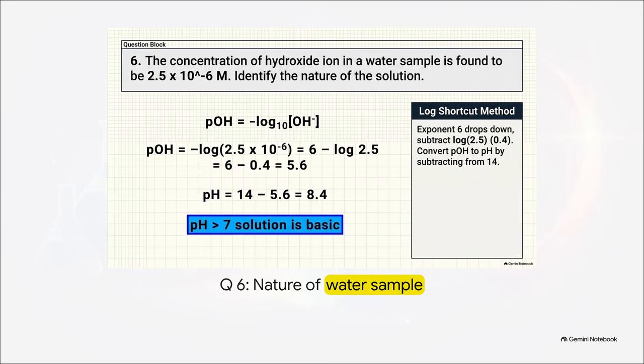Log shortcut method. Exponent 6 drops down. Subtract log of 2.5, which is 0.4. Convert pOH to pH by subtracting from 14. Which of these shortcuts will save you the most time on your upcoming exam?